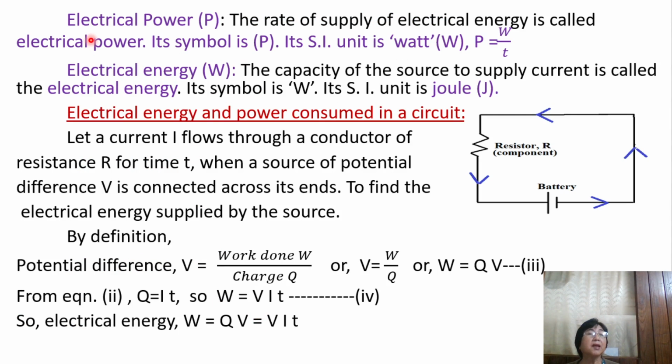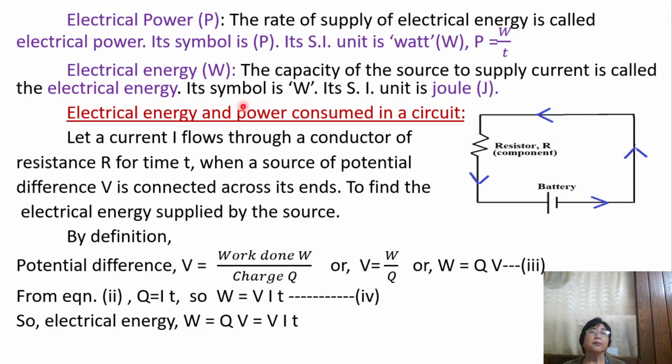Then electrical power. The rate of supply of electrical energy is called electrical power. The symbol of electrical power is P. Its SI unit is watt with symbol capital W, but if you write it in full, it's all small letters. Therefore, we have P equals W by t, because it's the rate of supply of electrical energy.